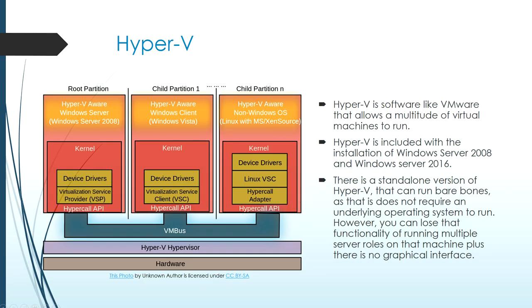Hyper-V is like VMware in that it allows multiple virtual machines to run. Hyper-V is included with the installation of Windows Server 2008 and 2016. Hyper-V can also be run standalone, as it does not require an underlying operating system to run. However, you can lose some functionality, including the graphical interface.